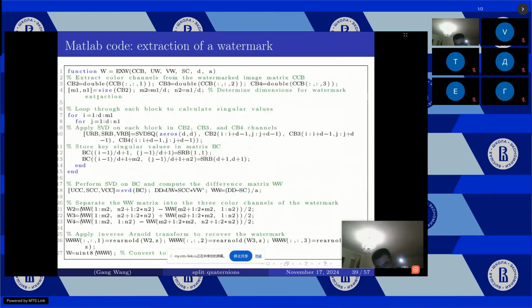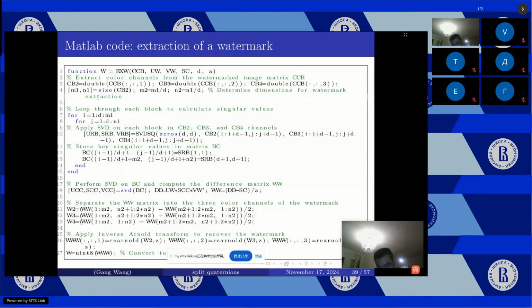The MATLAB program for the watermark extraction process closely follows the watermark embedding procedure, with a few key adjustments. It begins with processing the watermarked image by separating it into RGB channels and converting it into a pure imaginary split-quaternion matrix. Afterward, the watermarked image undergoes block SVD, dividing it into patches to simplify extraction.